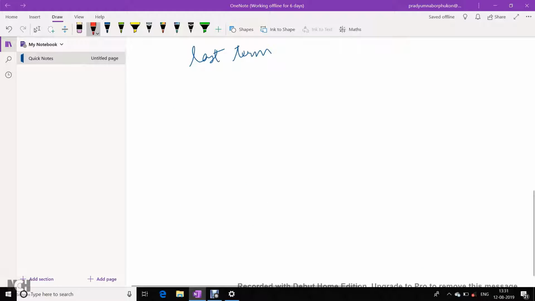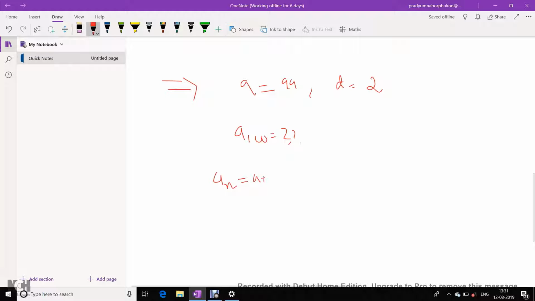Now let's take an example and solve a question. It is given that a is 99, d is 2, and we need to find the 100th term, right? The examiner is asking about the 100th term. Okay, let's solve it. We know that an is equal to a plus n minus 1 into d. So a100 is equal to a, which is 99, plus 100 minus 1 into d. What is d? 2. 99 plus 99 into 2.